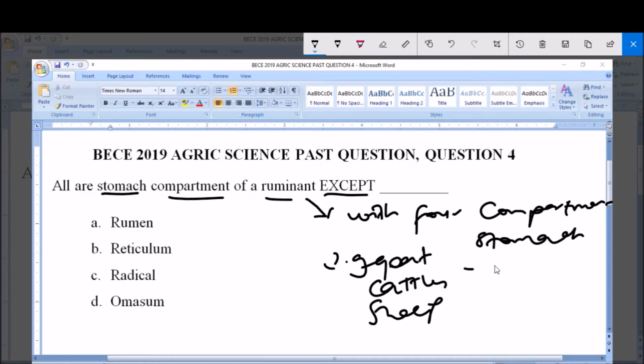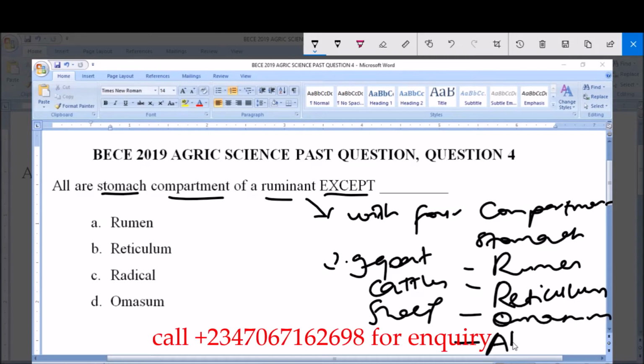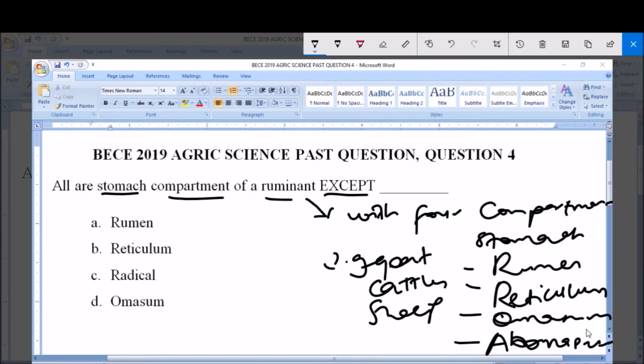The first is what we call the rumen. The second is what we call the reticulum. The third is what we call the omasum. And the fourth is what we call the abomasum. Now these are the stomach compartments of ruminant animals: the rumen, reticulum, omasum, and abomasum.